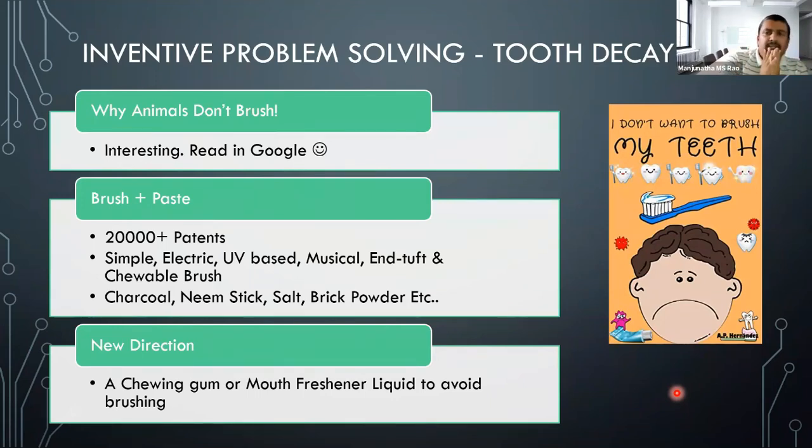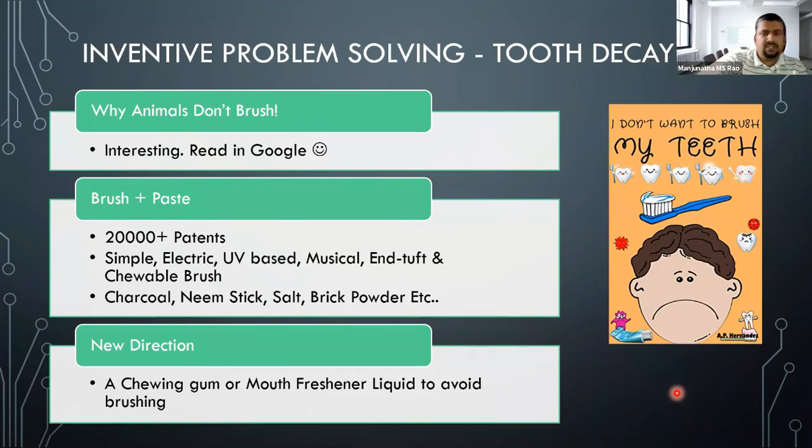But it started making me think, why don't animals brush but still don't have a problem? It's an interesting read. By the way, you should go and figure it out or read on Google. There are very few animals which will experience tooth decay. Otherwise, most animals don't, because of the kind of food they eat, or because nature's way of healing is far better than in human beings.